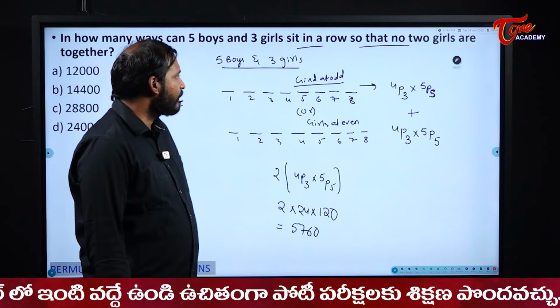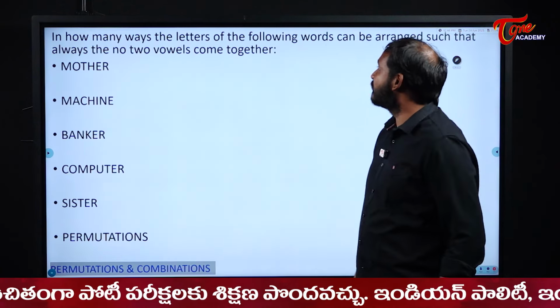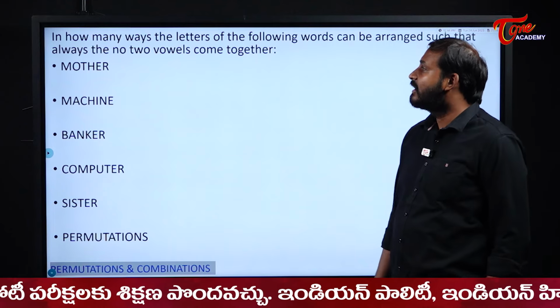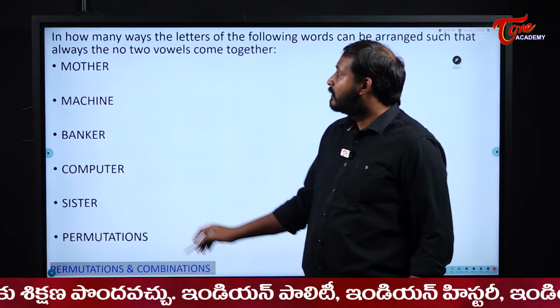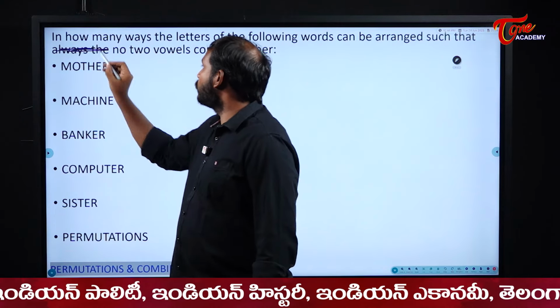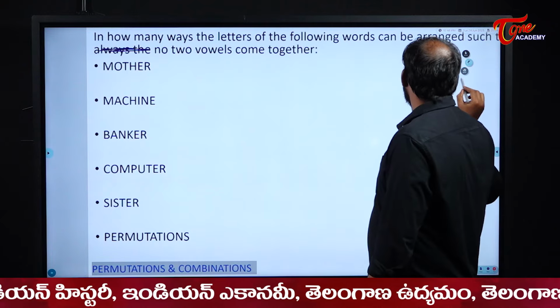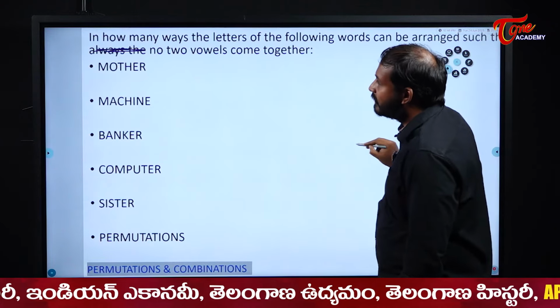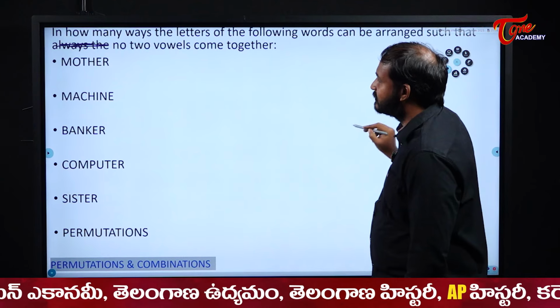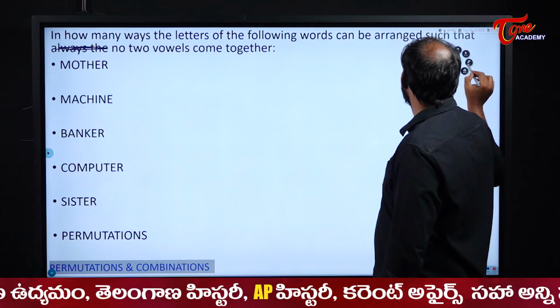Okay. Right, next one. In how many ways can the letters of the following words be arranged such that no 2 vowels come together? Always such that no 2 vowels come together. No 2 vowels come together. That is the condition here, students. Not always, no 2 vowels should come together.